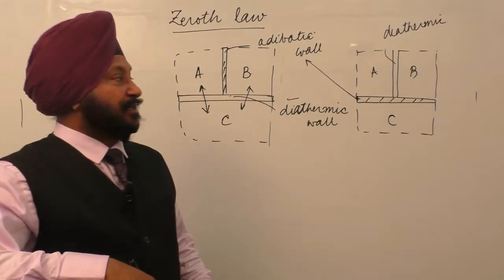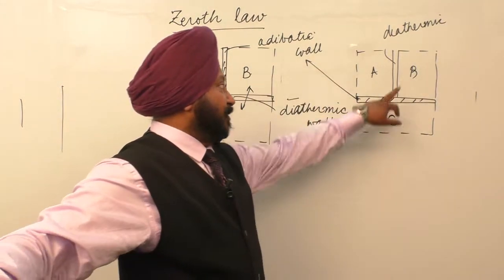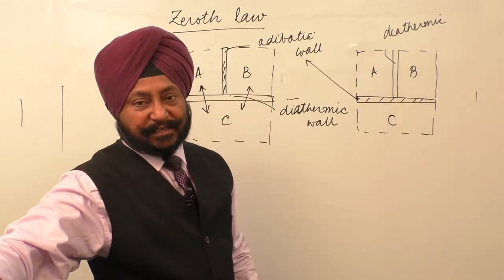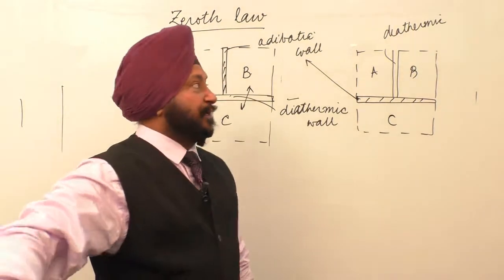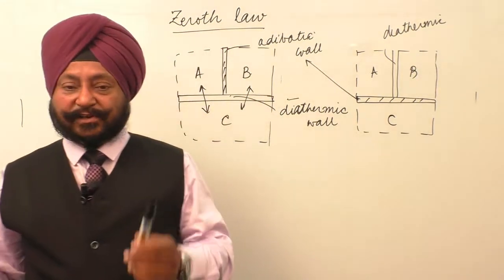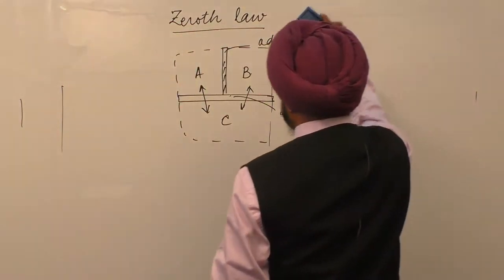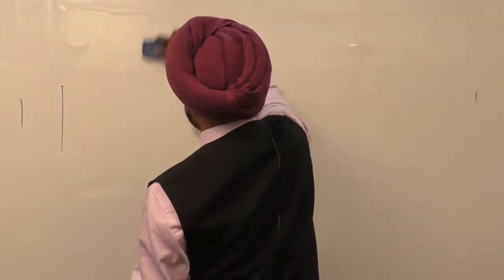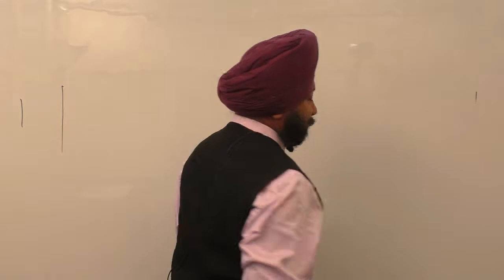So it simply means that if A is in thermal equilibrium with C and B also is in thermal equilibrium with C, then A and B themselves are also in thermal equilibrium. This becomes the zeroth law of thermodynamics. Remember, in thermodynamics the first law was discovered first, then the second law, then the third law, and this law was discovered last of all. Since this is the most fundamental of all the laws of thermodynamics, it was appropriate to name it the zeroth law of thermodynamics.